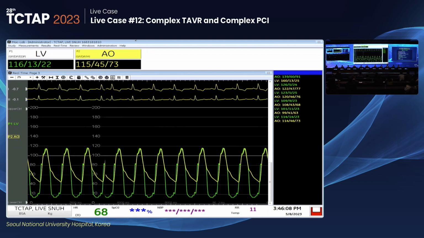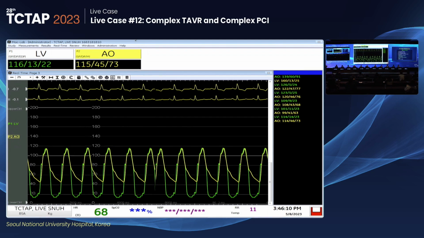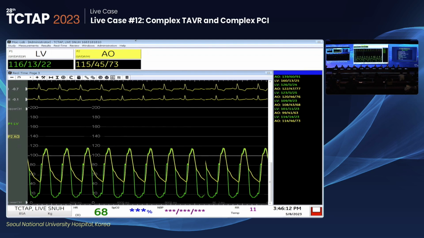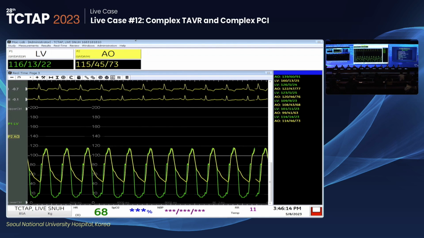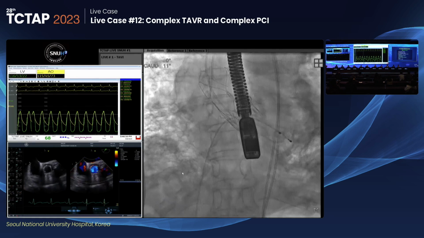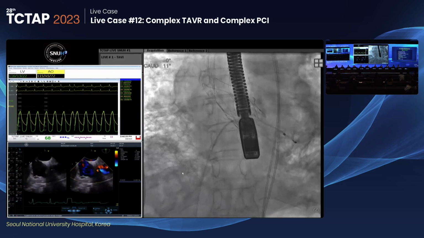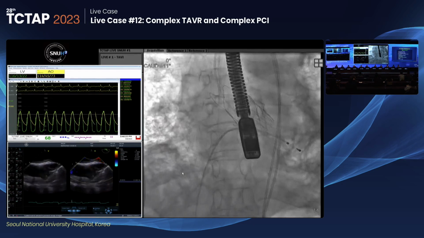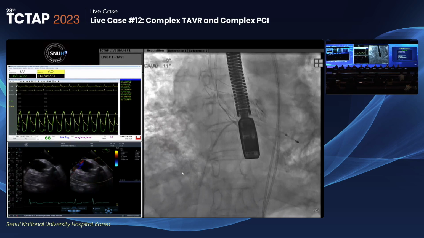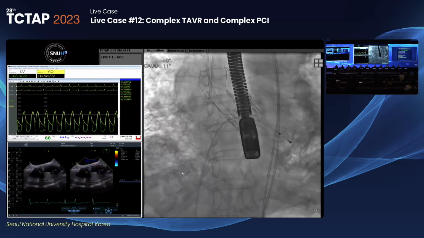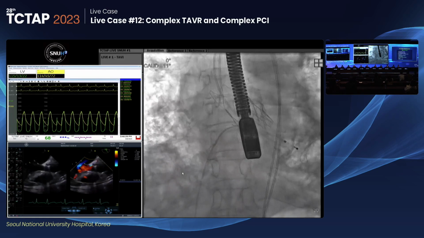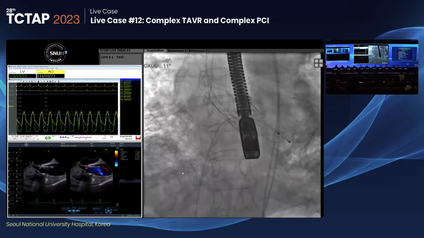Okay. Commissural alignment. We can see the three posts. Cross section. Should access post.